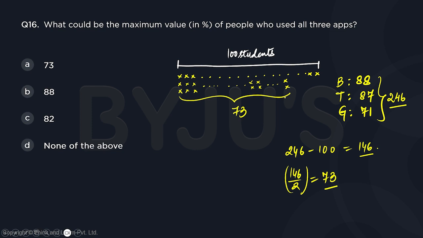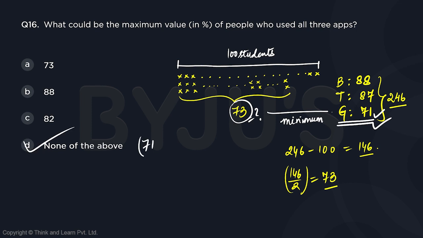But here is the catch now. The catch being, if we have G type of chocolate, the smallest set, 71, how can it be 73? So whenever we have a clash like this, we will use the value which is the minimum out of these. The smallest set we have is 71, which is smaller than 73. So there are going to be 71 students out of 100 students who can use all the 3 apps.